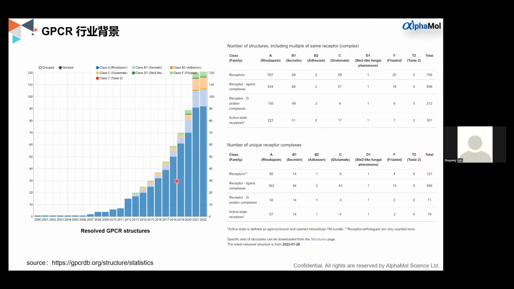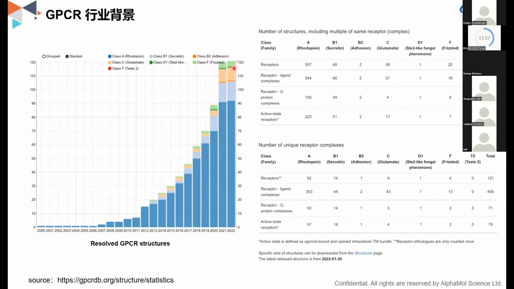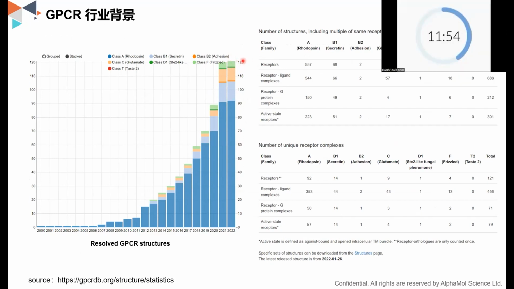From the point of view of structural biology, the number of GPCR structures is also increasing dramatically. Before 2006, only one GPCR crystal structure was resolved, that is rhodopsin. After that, it increased dramatically. Up to now, more than 120 different GPCRs have been resolved.